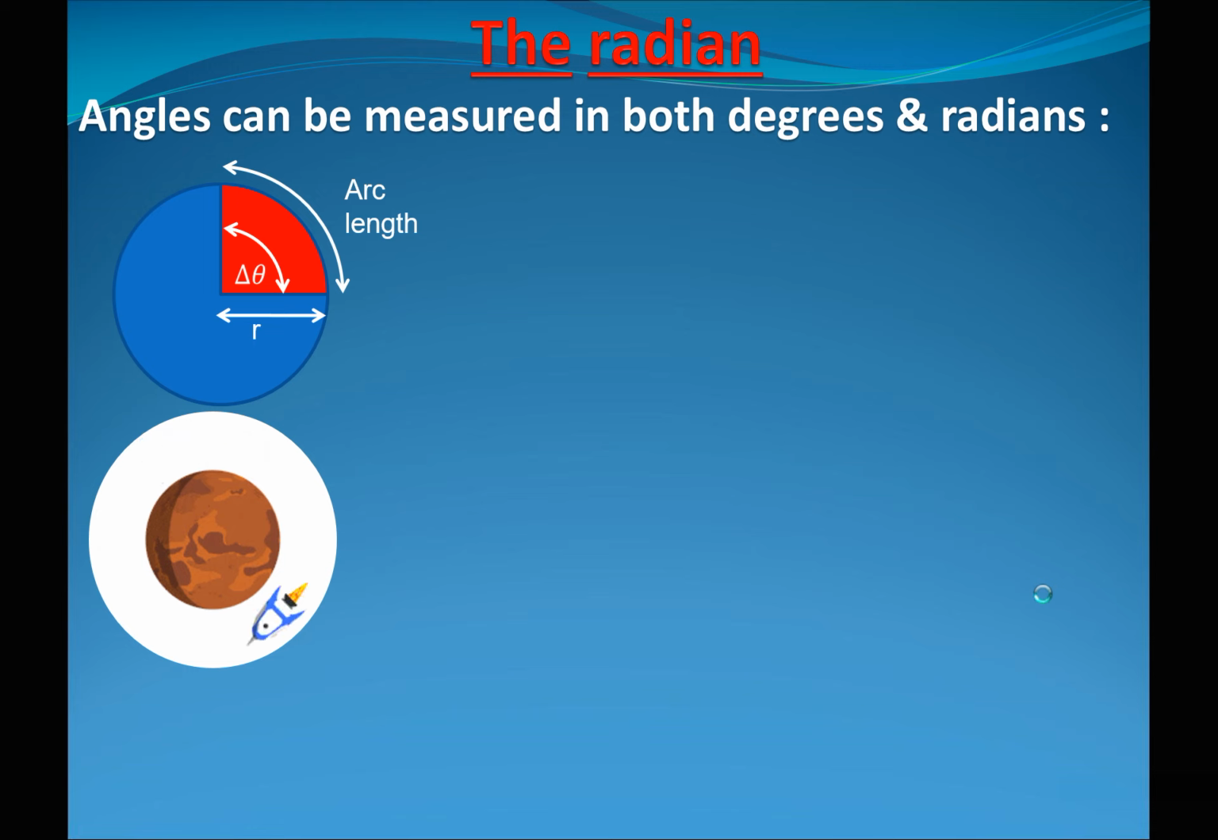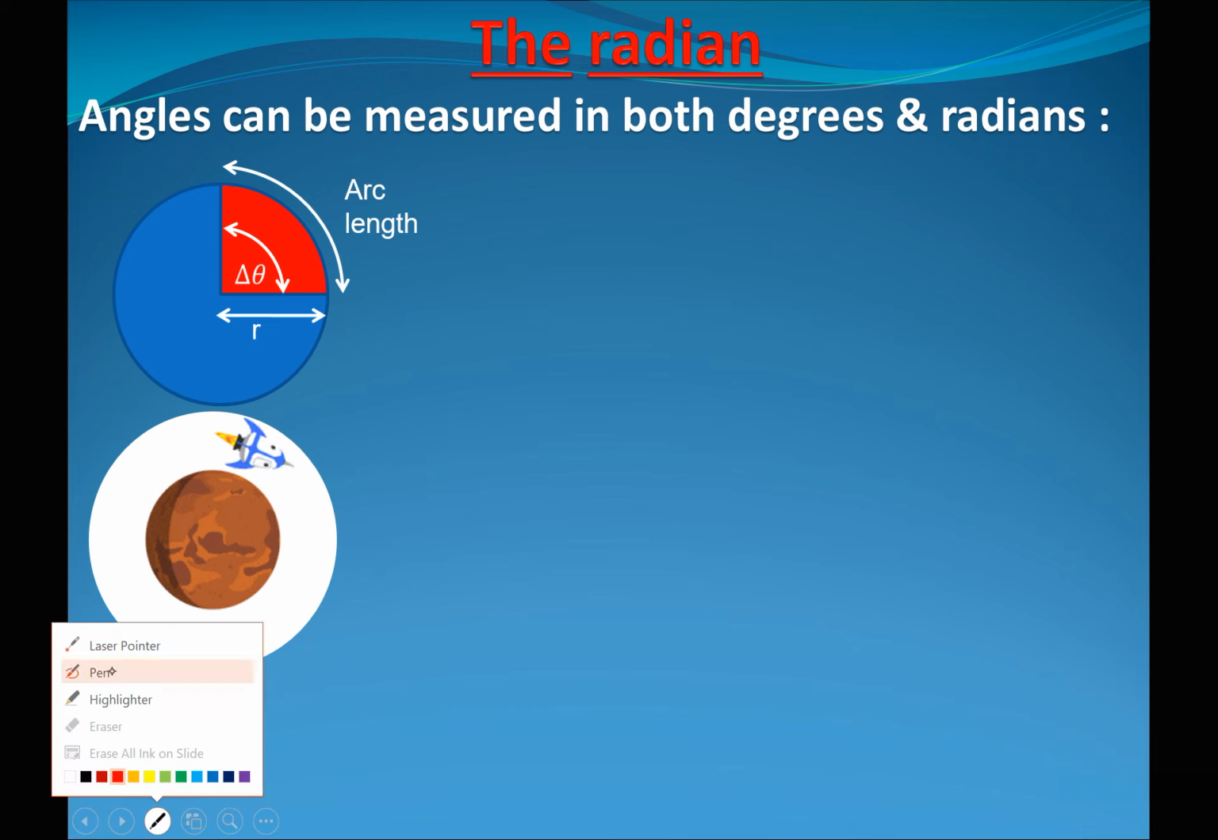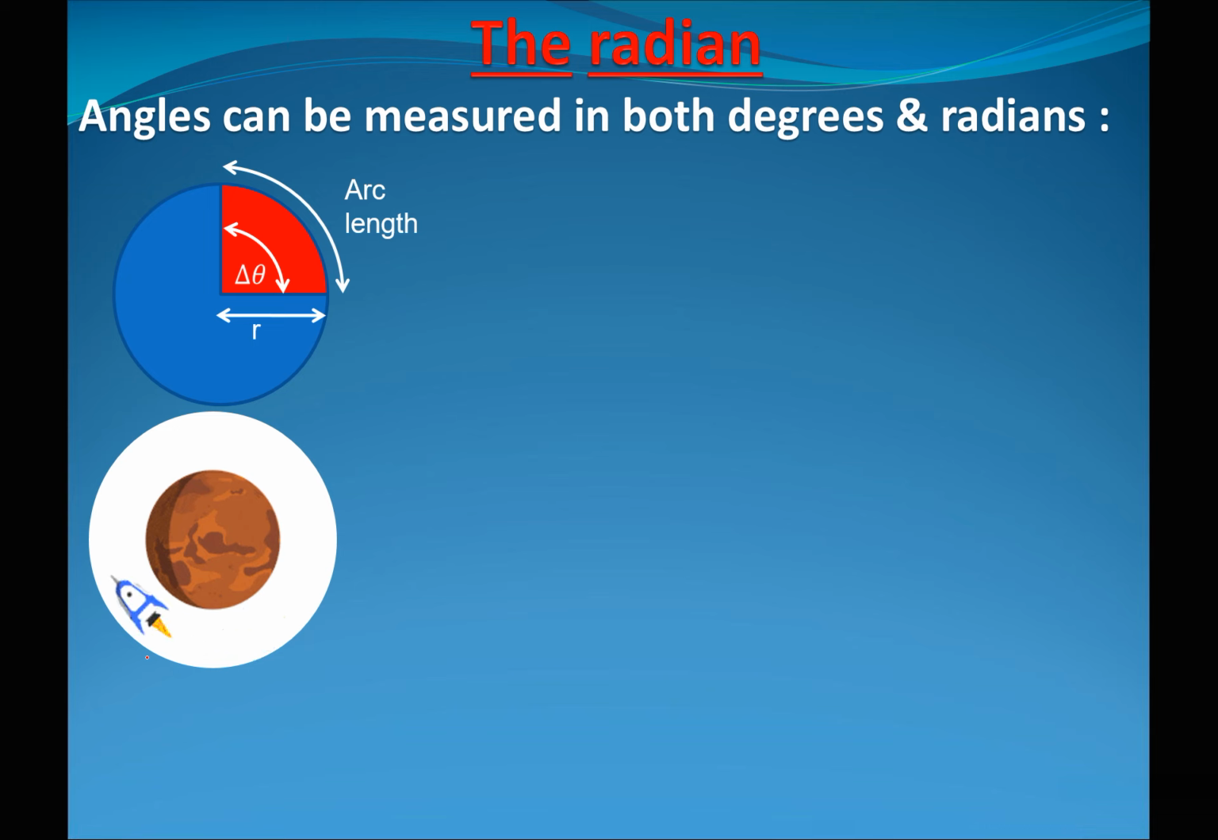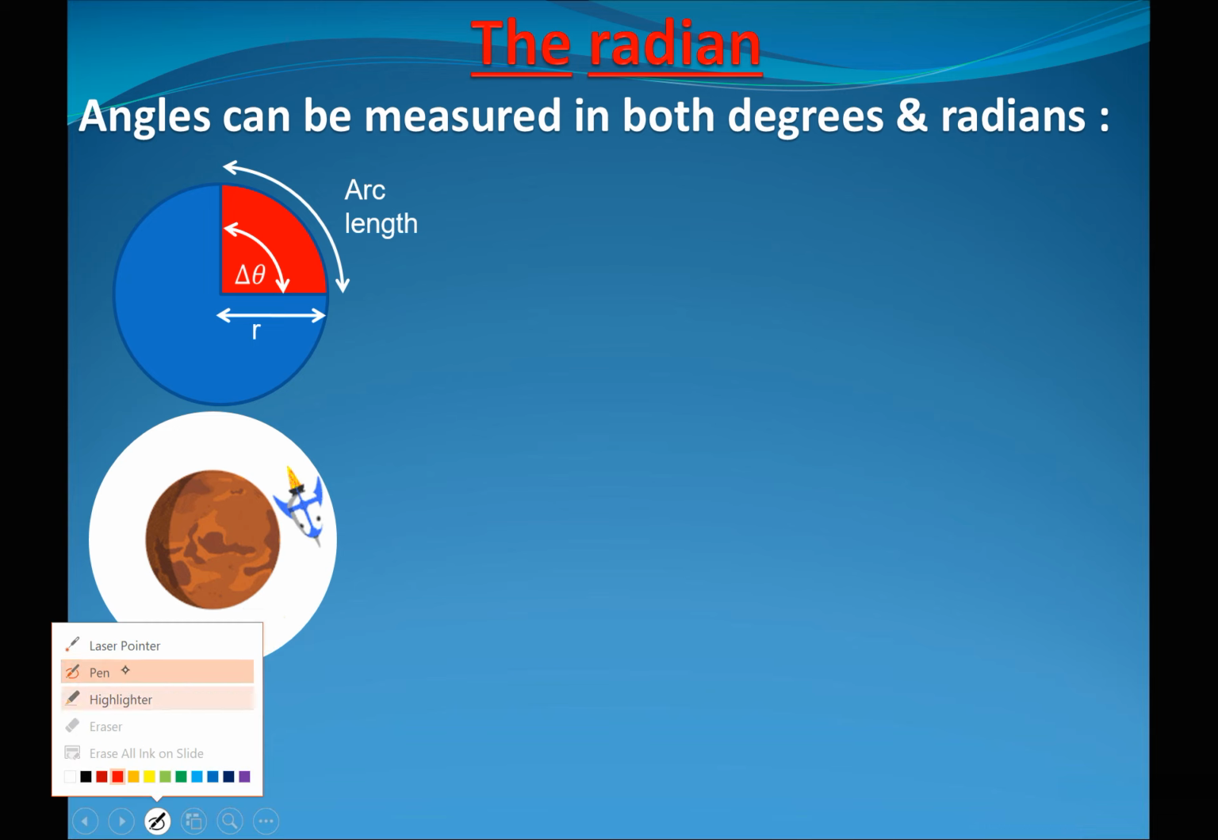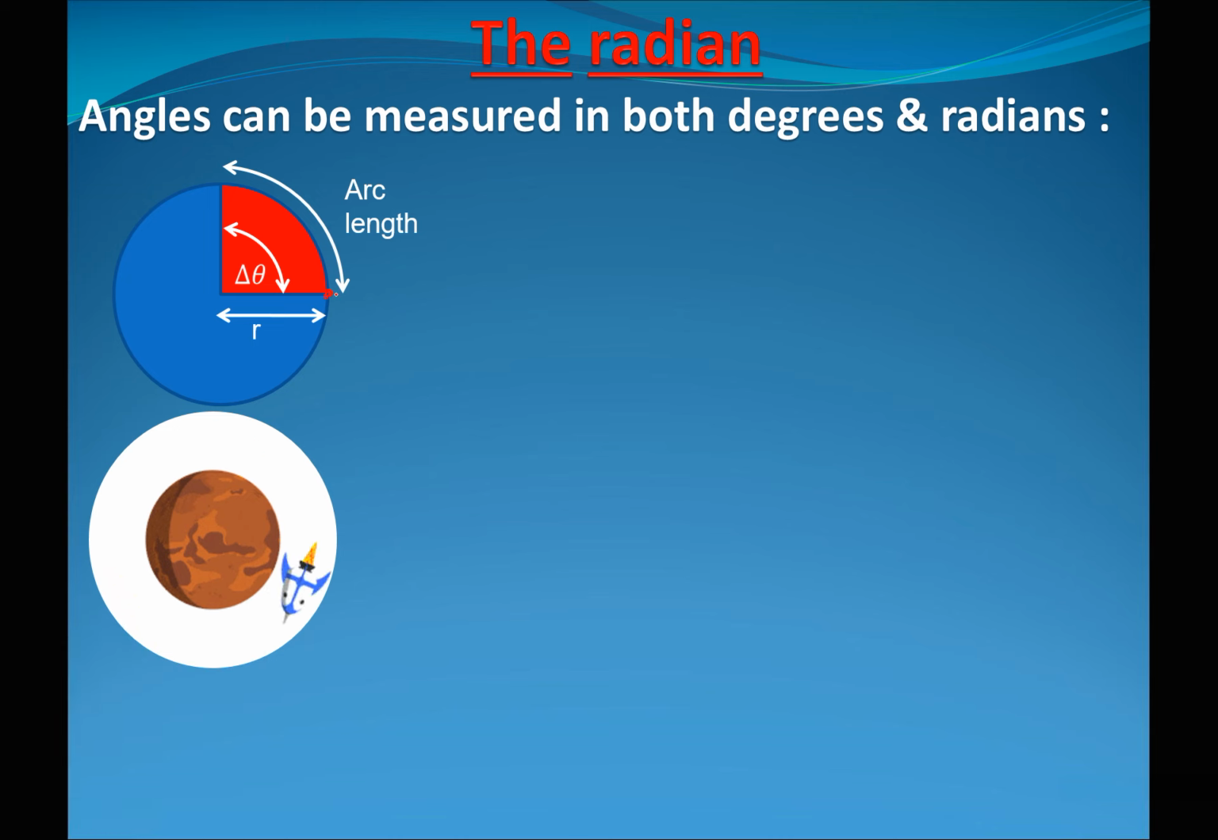Let's consider a particle of mass m moving along the circumference of a circle whose center is O. I'll call this center O. And let the radius of the circular path be r.